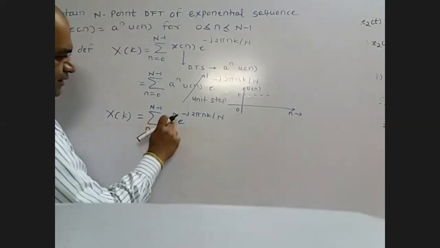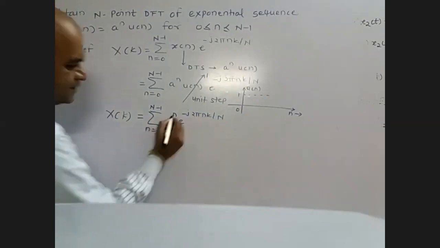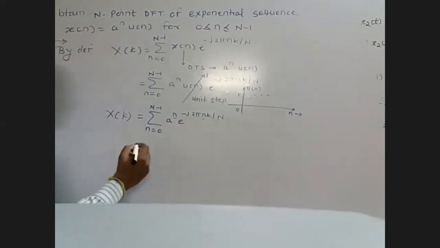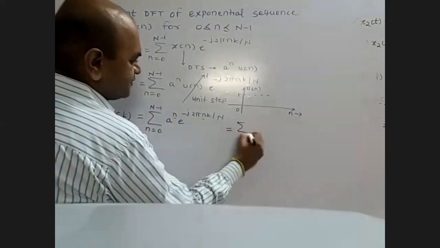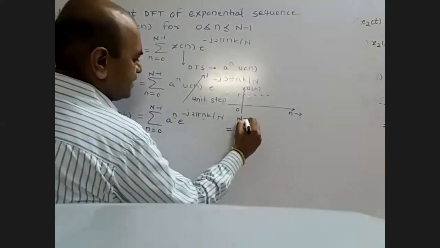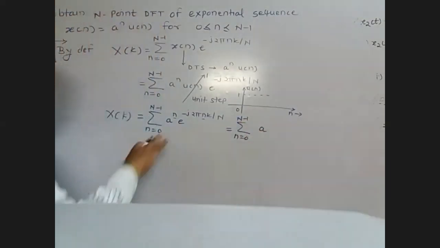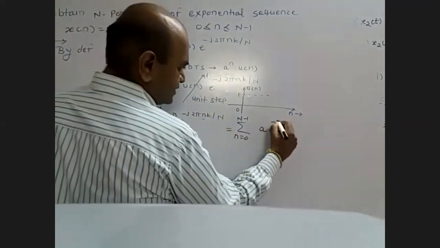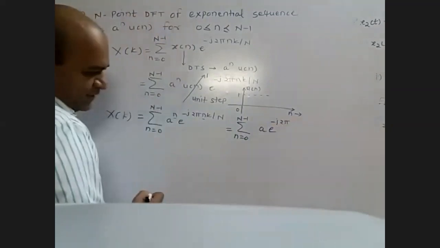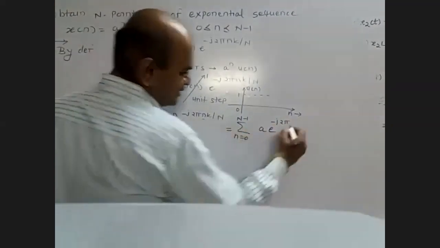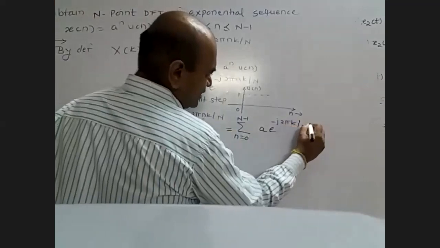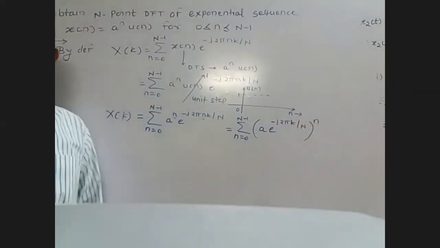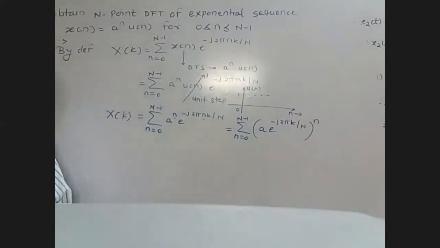Now n is present here, and n is also present here, so this n and this n are common to both expressions. So we write summation of n equal to 0 to n minus 1, a raised to n. Instead of writing 1, I write a. Similarly, e raised to minus j 2 pi k by n, raised to n, where n is hidden. Getting my point? So I have written the expression in this way.